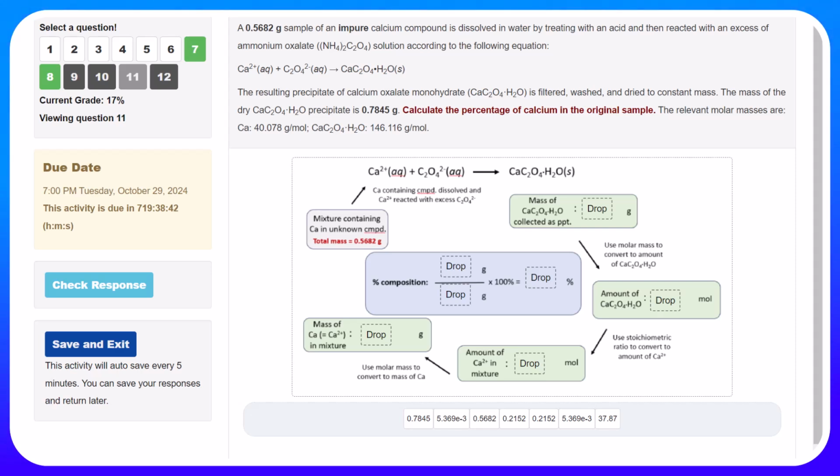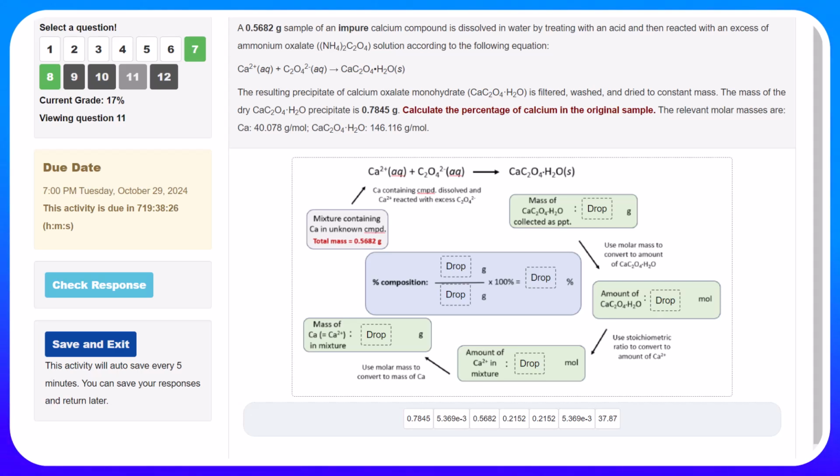In this video, I'm going to talk you through question 11 in homework 4, which is an example of determining the percentage of a particular material. In this case, it's calcium in a compound that's in a mixture.